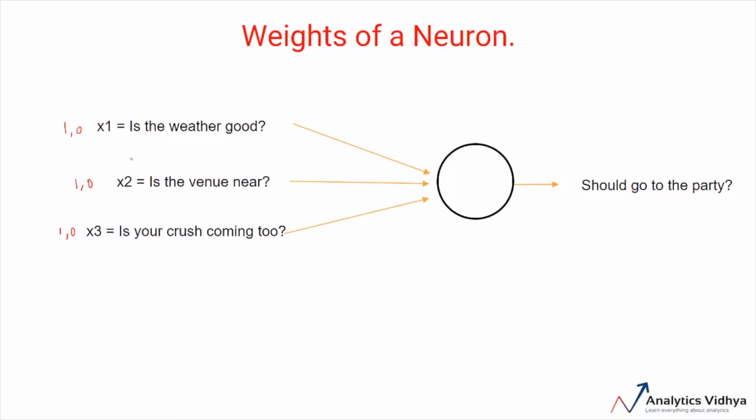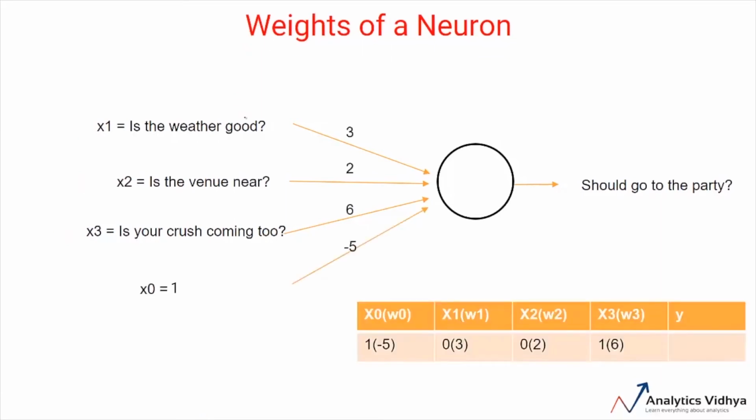Now suppose, being a college teenager, you absolutely adore your crush and you can go to any lengths to see him or her. So you will definitely go to the party no matter how the weather is or how far the venue is. Then you will want to assign more weight to x3, which represents the crush, in comparison to the other two inputs. Such a situation can be represented if we assign weights to our inputs such as this. We can assign a weight of 3 to the weather, a weight of 2 to the venue, a weight of 6 to the crush. Now, if the sum of all these three factors, that is weather, venue and crush, is greater than a threshold of 5, then you can decide to go to the party, otherwise not.